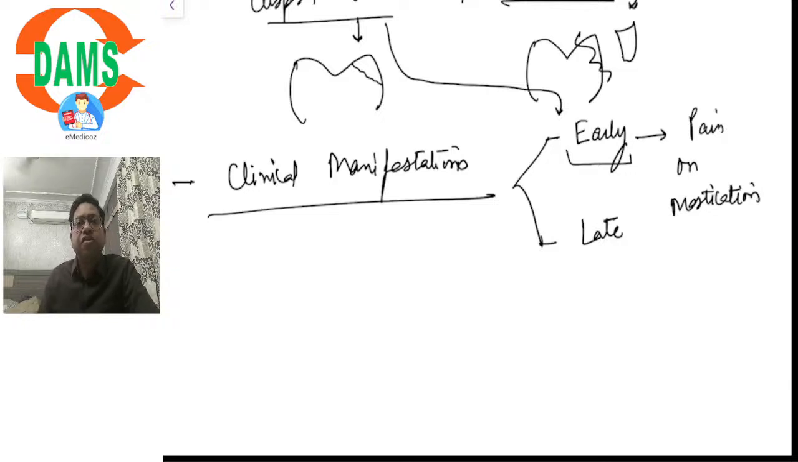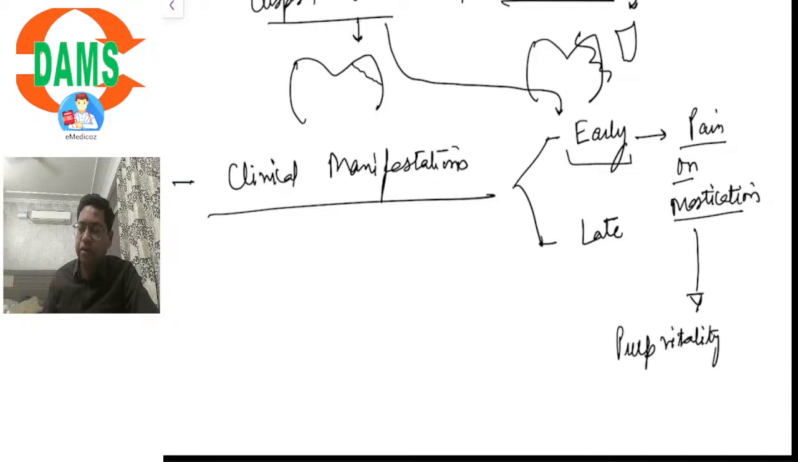The patient comes with a history that I have difficulty in chewing from a particular side or a particular tooth since a certain duration, and this pain is prevalent whenever there is mastication or chewing on that side. This is the first manifestation of, I would say, a crack in the tooth, a crack in the cusp. If we talk about the clinical examination in early situations, the pulp vitality of the tooth remains normal.